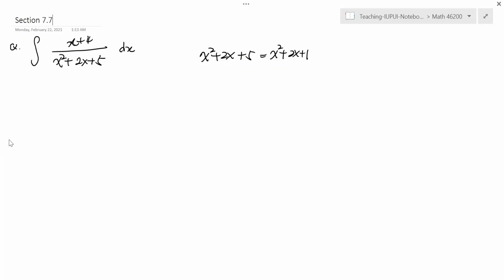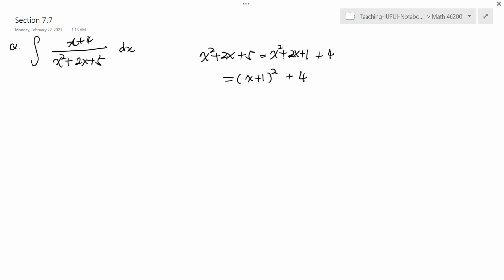All right. So this will be plus 4, right? So 1 plus 4 is 5. So then these first three terms will be (x plus 1) squared plus 4, okay?